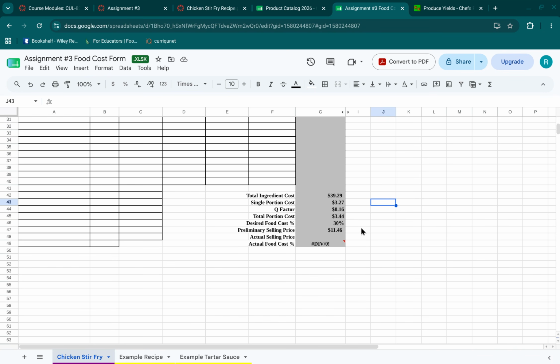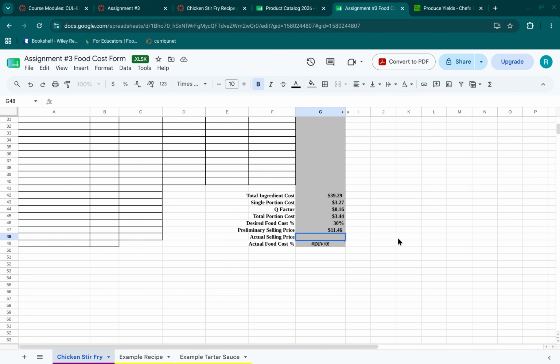So that is what is shown here, our preliminary selling price of $11.46. So this is our spreadsheet telling us charge your food at this amount to be at that 30% food cost. So now this is where you guys get to make your judgment call. We are very close to that $11.50. If you feel like a 6-ounce portion of chicken stir fry is worth what this states, please just either round to that $11.50 or one of the full dollars.